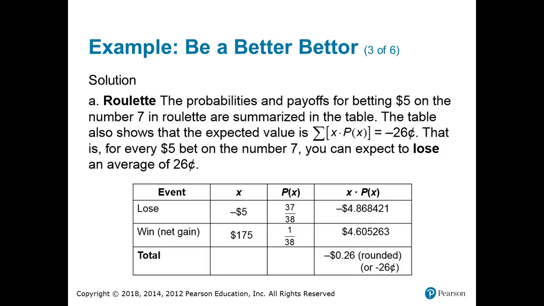So if you played roulette, I don't know, 1,000,000 times, the average or the mean of what you got per round is going to be negative 26 cents. So you are expected to lose an average of 26 cents each time you play roulette. In other words, if I played 100 times, I might lose $26. So $26 divided by 100 times means that I lose on average 26 cents per round.